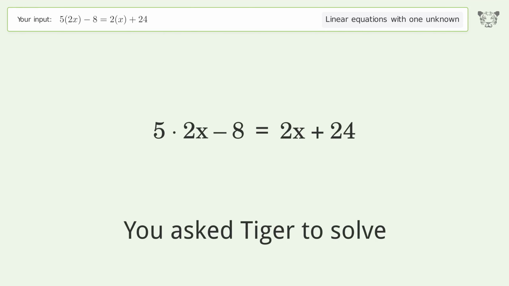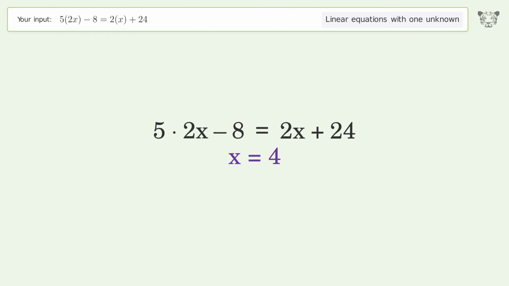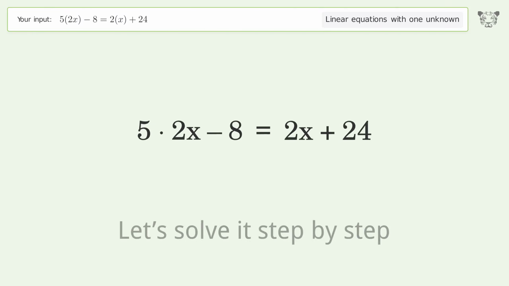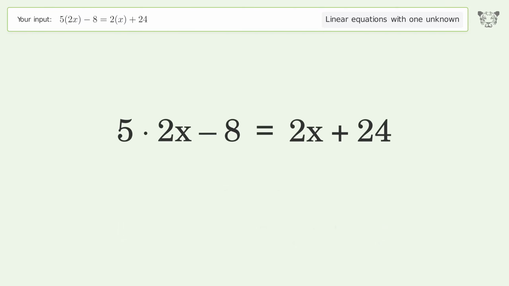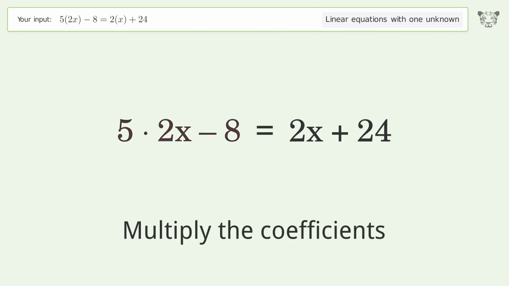You ask Tiger to solve this. It deals with linear equations with one unknown. The final result is x equals 4. Let's solve it step by step. Simplify the expression. Multiply the coefficients.